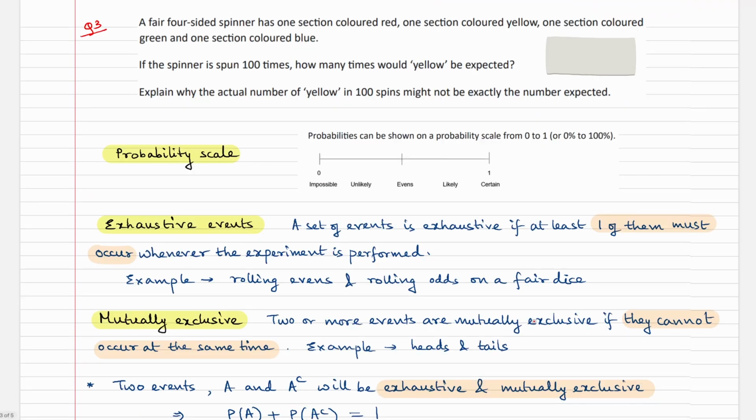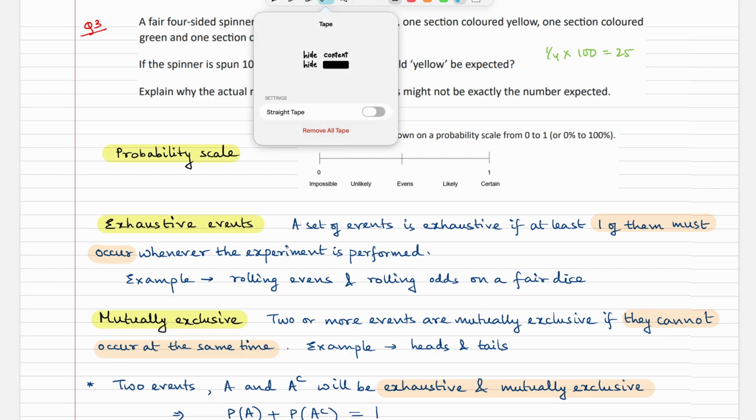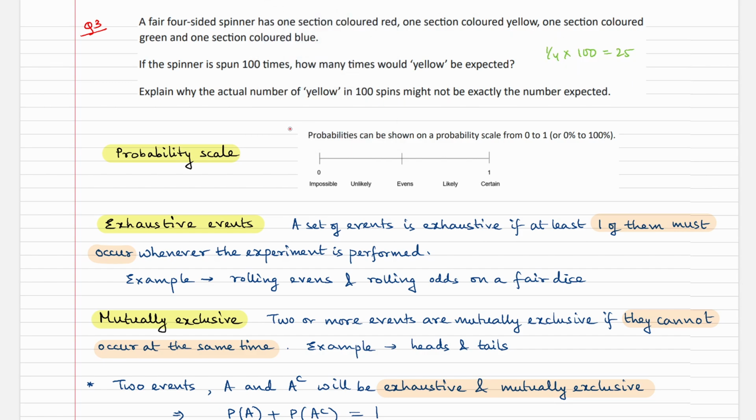Now let us talk about probability scales. So sometimes in questions, the probability might be given to you in form of a scale. The scale can be marked from 0 to 1 or 0 to 100%. Like if a probability is divided into 5 specific divisions, 0 would be an impossible event, 1 would be certain, 50% would be even chance, likely would be 75% and unlikely would be 25%.